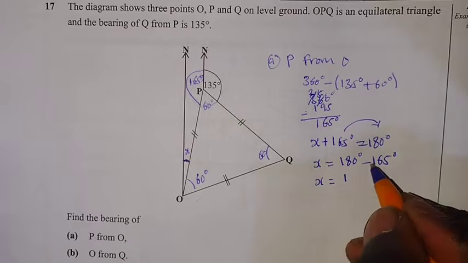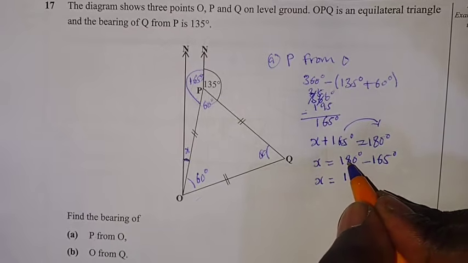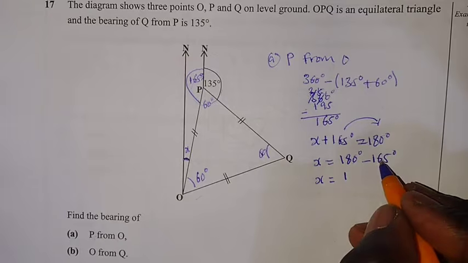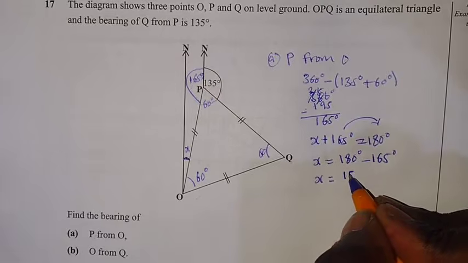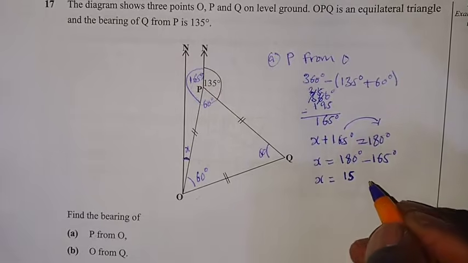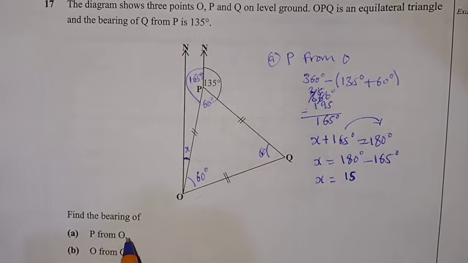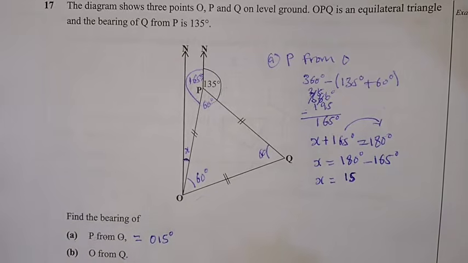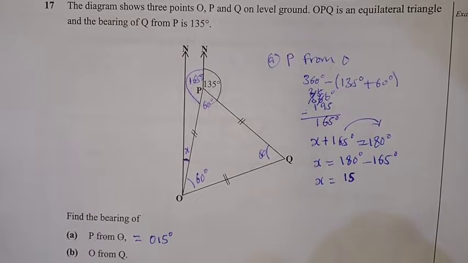This is going to give us what? 10 minus 5, it's a 5. Then here we are remaining with 7 minus 6, it's a 1. So this will give us 15. So we can say that the bearing of P from O is equal to 015 degrees. This is a 3-figure bearing. So this is just method 1. Now, what about method 2?